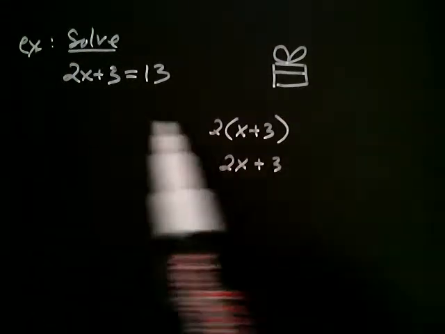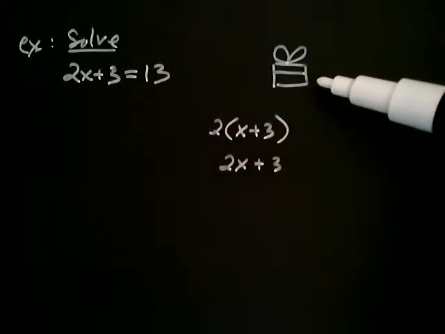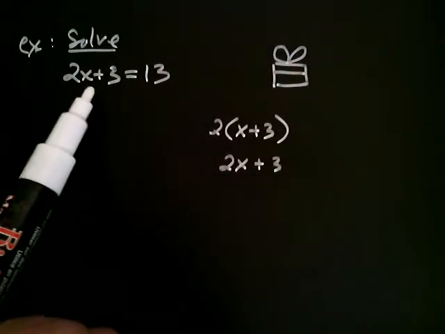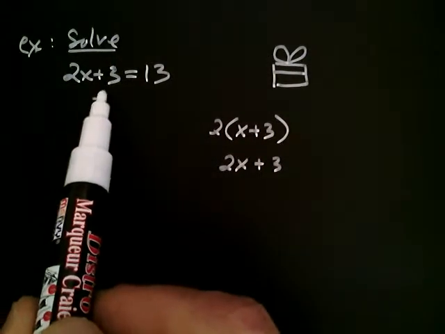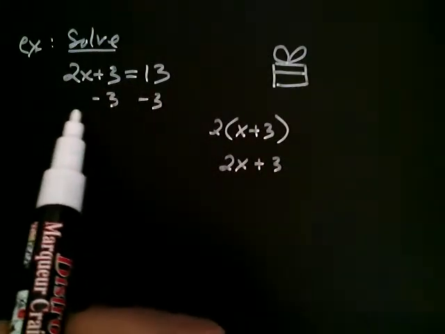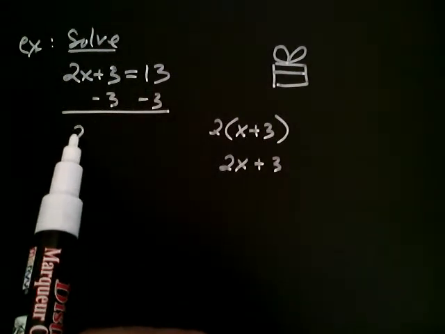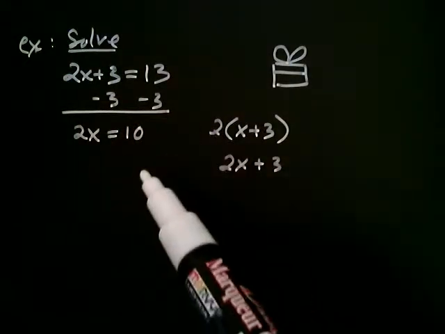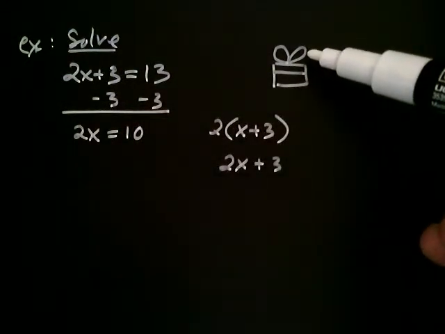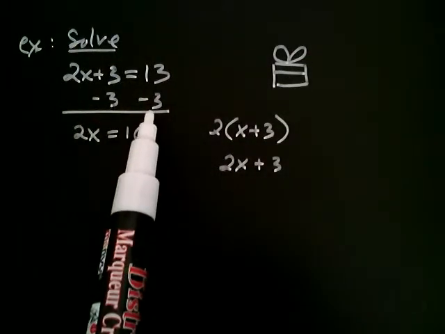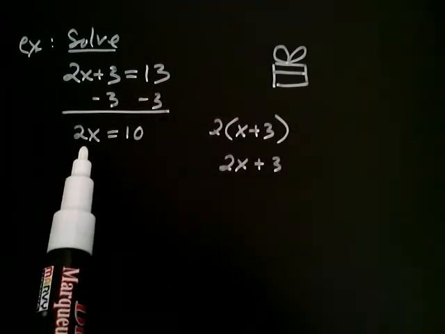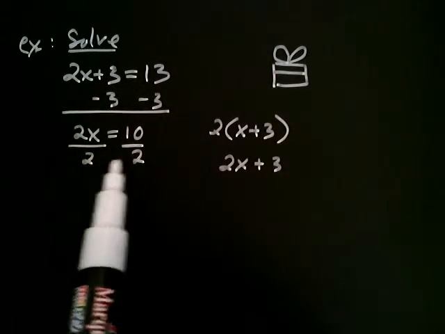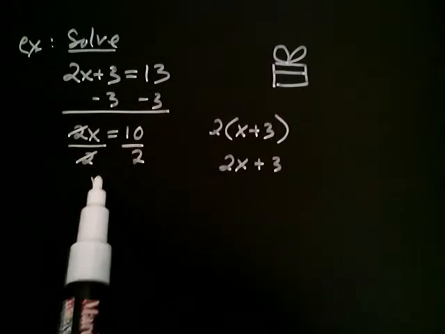And that's why, just like when I open the present, I have to do what my friend did in reverse order. So the last thing my friend did was add 3, and that's why the first thing I have to do is subtract 3. So when I do that, I'm left with 2x is equal to 13 minus 3, which is 10. So that is analogous to undoing the bow. That is, I undid their last operation first. And now I'm going to undo their multiplication, and that means dividing both sides by 2. Okay? And I'm left with x is equal to 5.